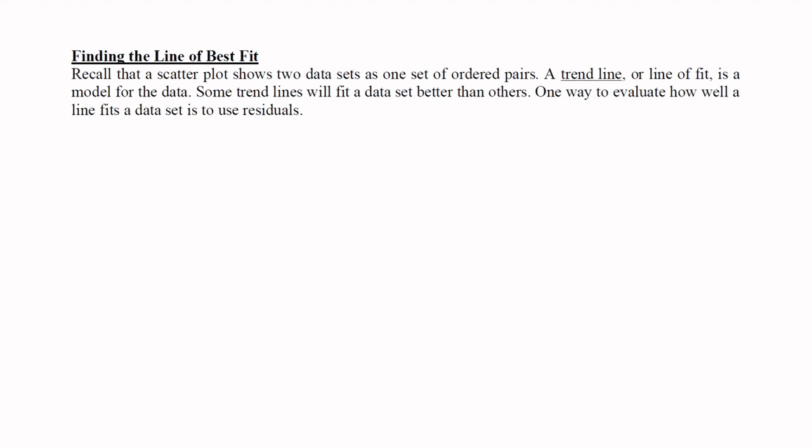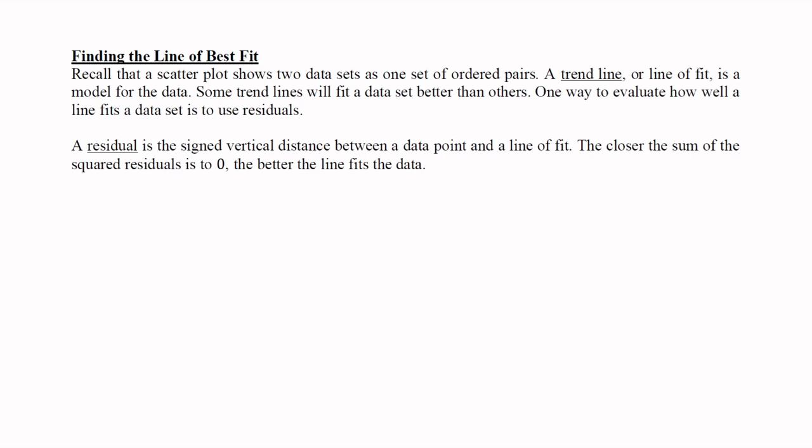Recall that a scatter plot shows two data sets as one set of ordered pairs. A trend line, or line of fit, is a model for the data. Some trend lines will fit a data set better than others. One way to evaluate how well a line fits a data set is to use residuals. A residual is the signed vertical distance between a data point and a line of fit. The closer the sum of the squared residuals is to 0, the better the line fits the data.